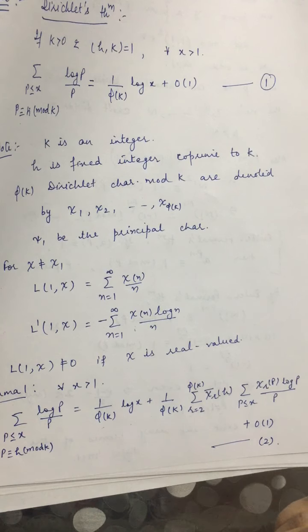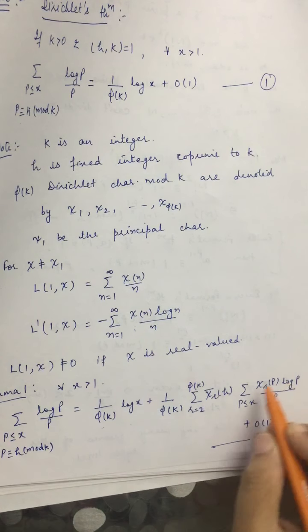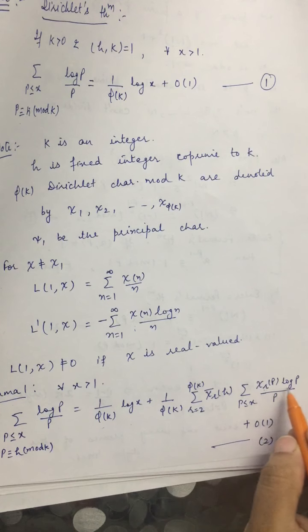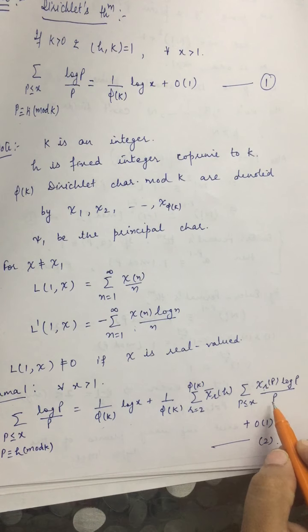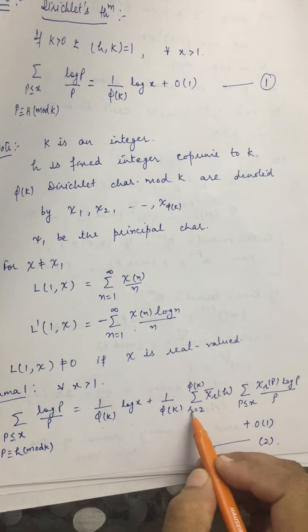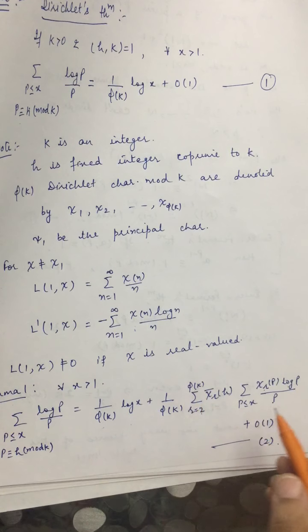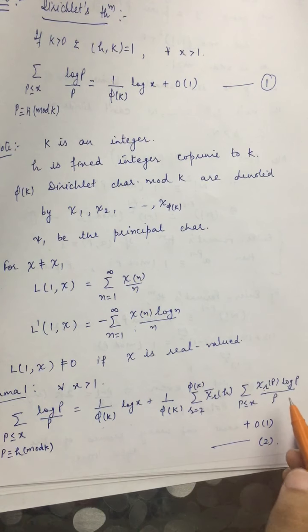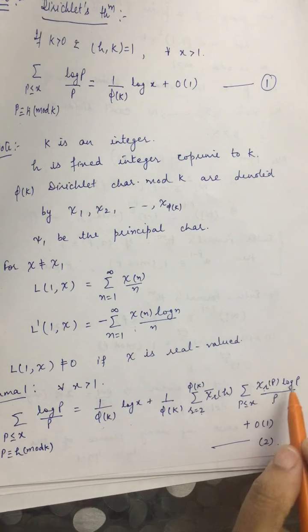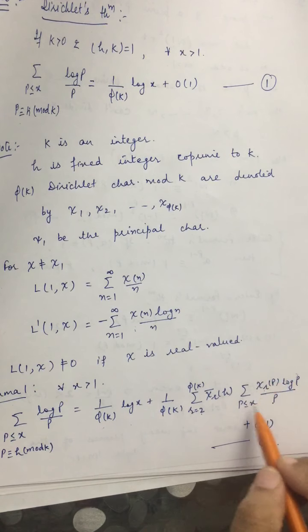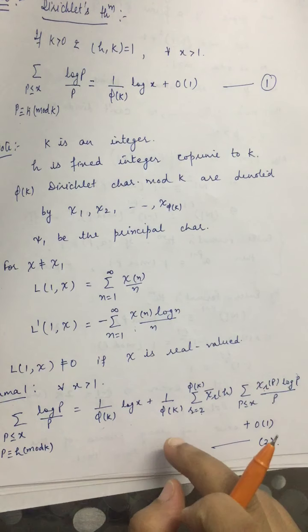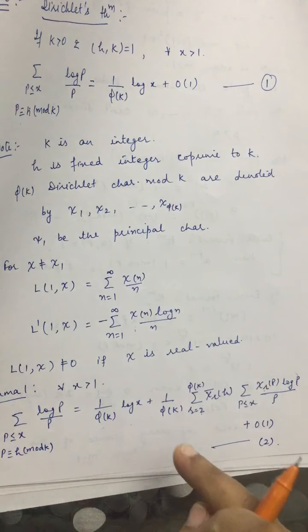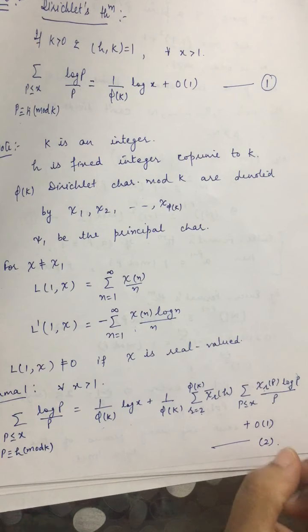Now in the second lemma, we will prove that this summation chi r p log p upon p for any chi r, where r varies from 2 to phi k, which means for any non-principal chi, this summation chi p log p upon p is just order of 1. So in lemma 2 we will prove this is order of 1, which will prove Dirichlet's theorem. And let us see how.